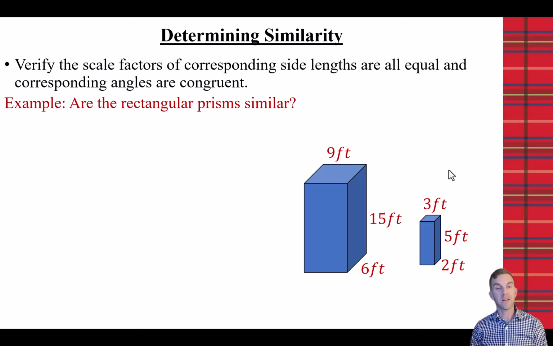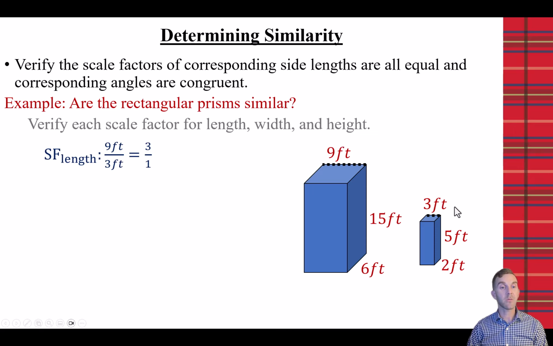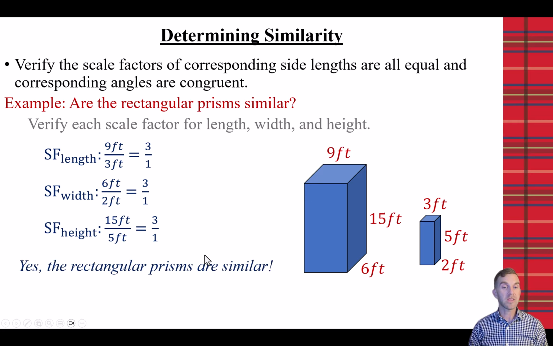So let's look at the scale factor for the lengths. Then let's look at the scale factor for the width and then the height. So the scale factor for the length is 9 feet to 3 feet. That's a 3:1 ratio. Now we look at the widths. The widths are 6 feet to 2 feet, which again is a 3:1 ratio. Finally, we look at the ratio of the heights. That's 15 feet to 5 feet, which is again 3:1. Since all three have the same scale factor, we know that the prisms must be similar.